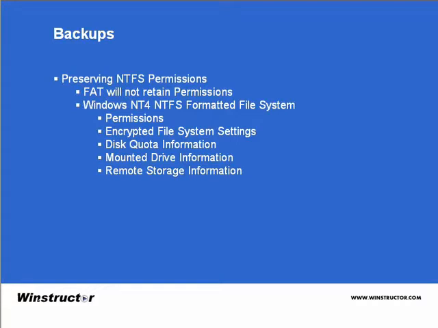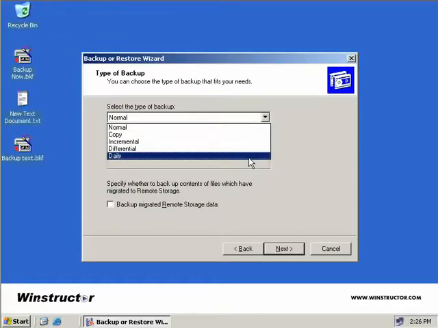Next, if you're restoring a Windows 2000 or Windows 2003 NTFS backup to a Windows NT4 NTFS file system, then you're going to lose a lot of information in the process. Firstly, any permissions that you have on these files won't be retained, and that also goes for any Encrypted File System settings, any disk quota information, any mounted drive information, and of course remote storage as well. None of that's going to be retained, it's all going to be lost. So the rule of thumb here is make sure that when you're restoring a Windows 2000 or Windows 2003 backup, restore it to another system that's also running Windows 2000 or Windows 2003 if you want to retain all of your settings.